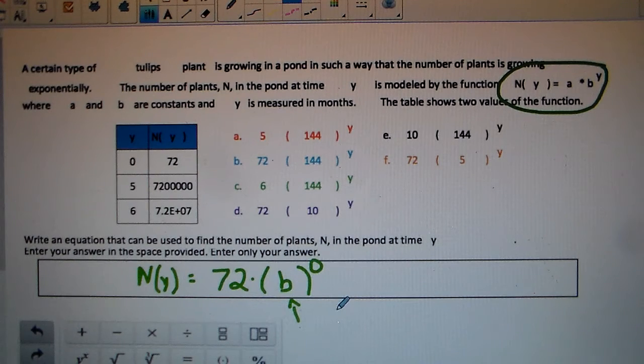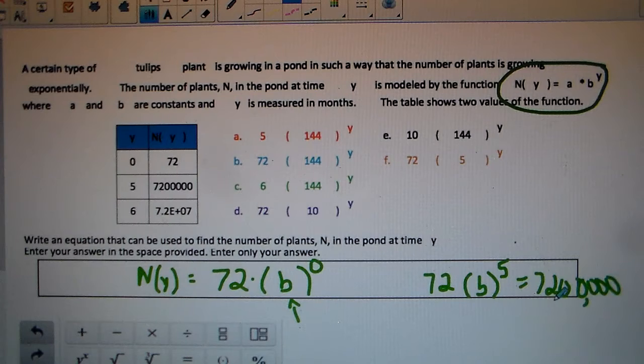How am I going to figure out what that b is? Well, b is really like our growth rate of how it's growing exponentially. So we know when y is 5, instead of 0, our answer is going to be 7,200,000. So we're going to stick with 72 times some number to the power of 5, and we know that's equal to 7,200,000. So we made ourselves a little equation. Now we're going to solve for b. So we're going to divide both sides by 72.